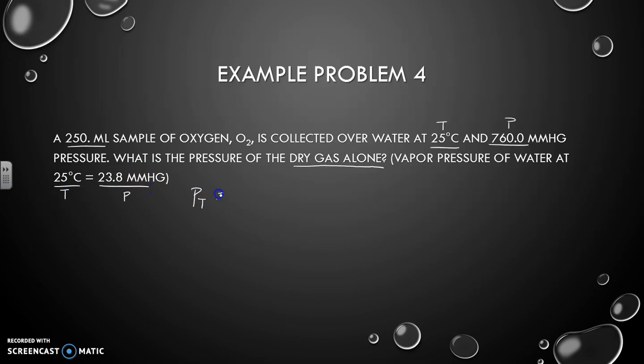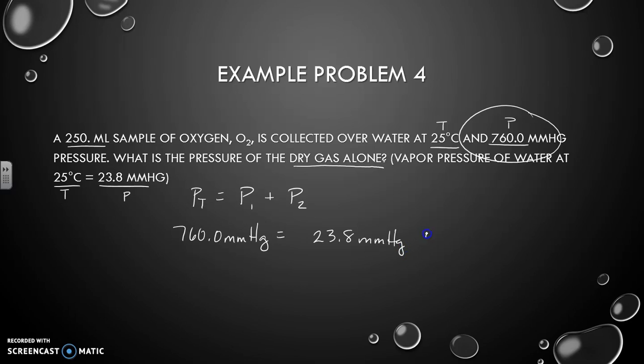Well, we know that the total pressure is equal to the pressure of 1 plus the pressure of 2. The total pressure here is 760 millimeters mercury. And we know that the pressure of the water vapor is 23.8 millimeters mercury. And we're just looking for the pressure of the gas alone.